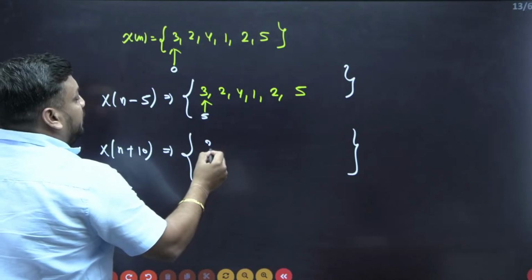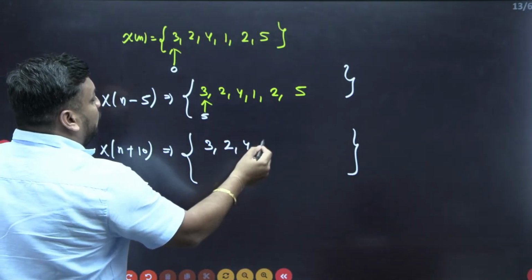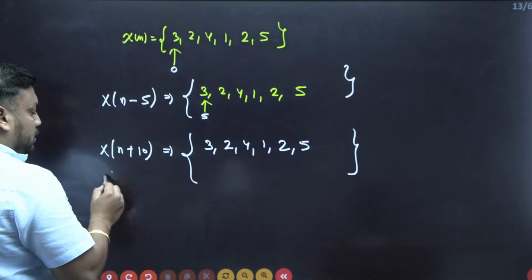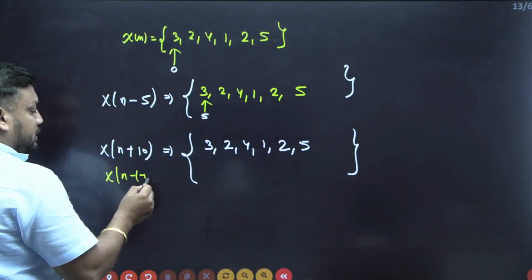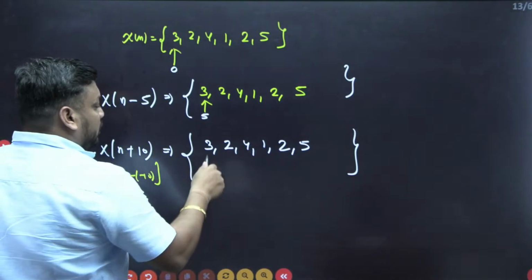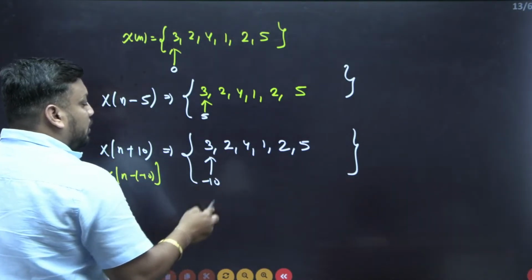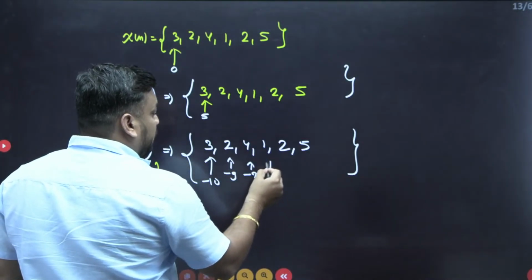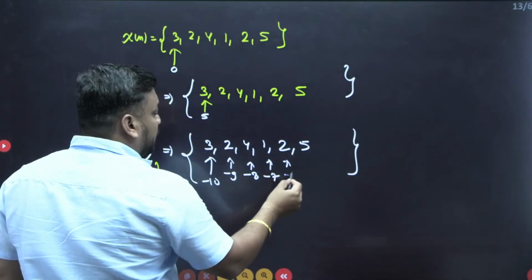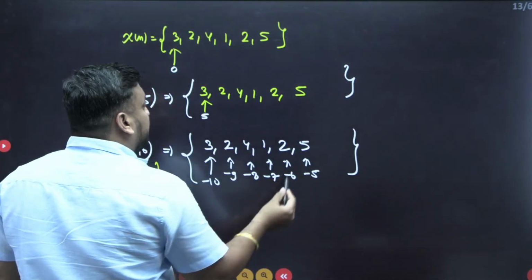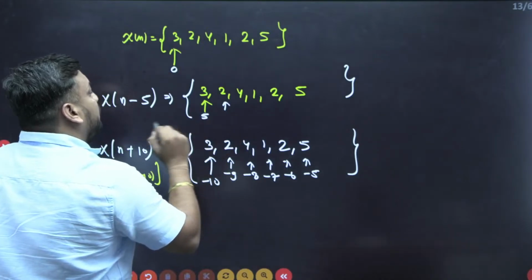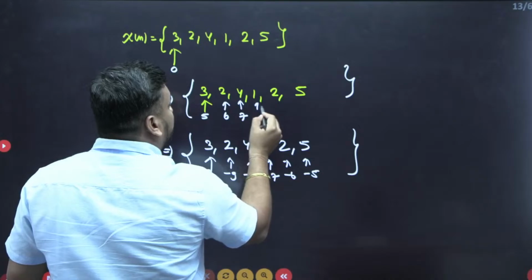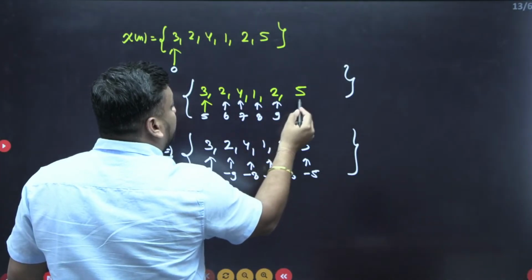Similarly, what should I write here? I should write 3, 2, 4, 1, 2, 5. And here, student, for x of n plus 10, you should write x of n minus (minus 10). So this value is nothing but minus 10, and then minus 9, minus 8, minus 7, minus 6, minus 5 like this. So if it is 5, then it will be 6, 7, 8, 9, 10 like this.